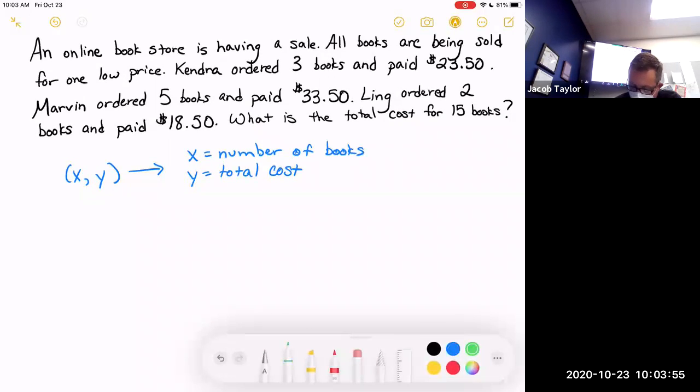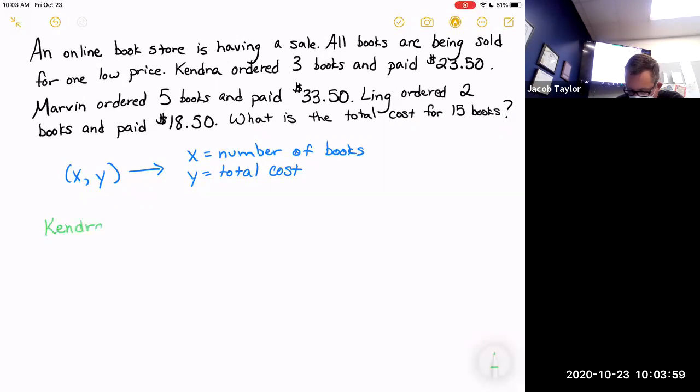So let's take Kendra. Kendra ordered 3 books and paid $23.50. So her coordinate would be 3, comma, $23.50. Marvin ordered 5 books for $33.50.